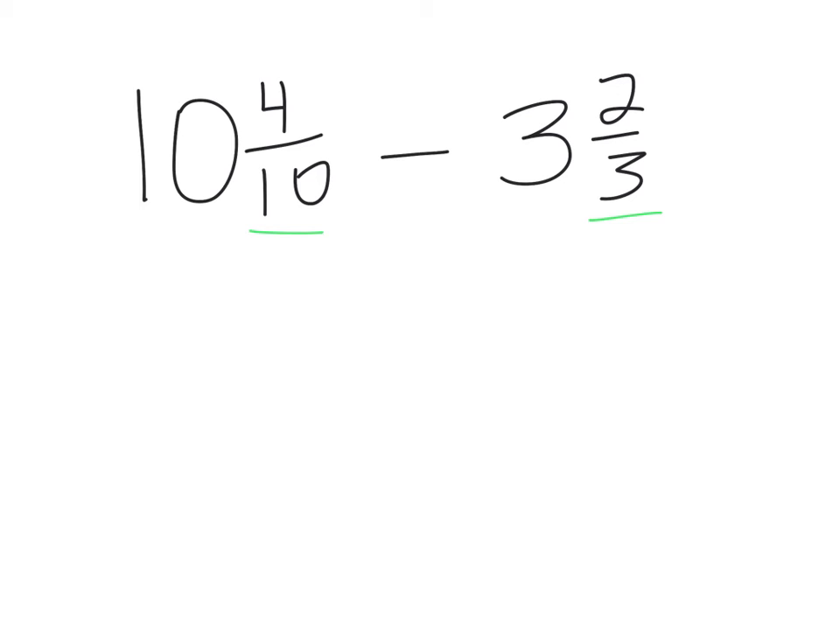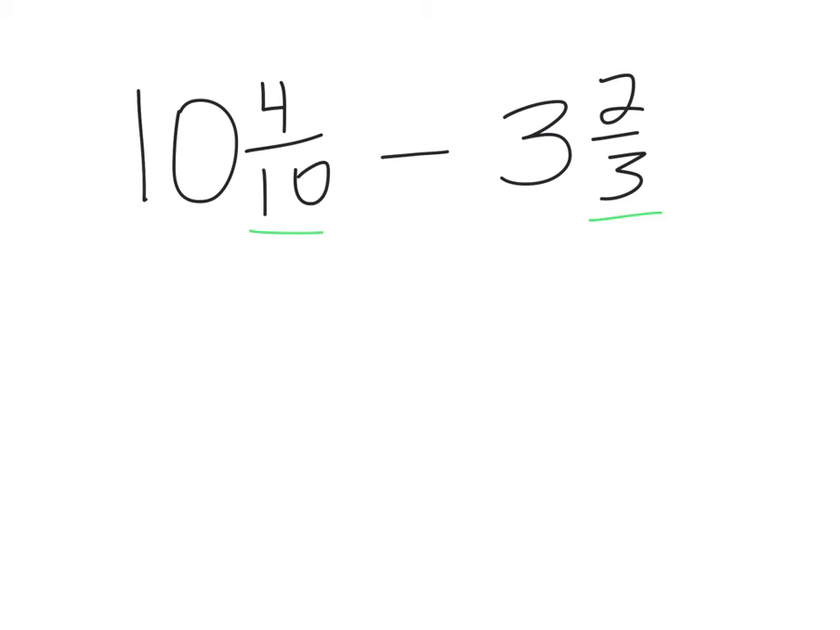All right, I'm going to go through this one a little bit faster than the previous one. So watch how I do this. Again, think about left side, right side. The right side is 3 2/3. I'm not going to touch 3 2/3 till the end. I'm going to go rename 10 4 tenths. Watch how it's done.